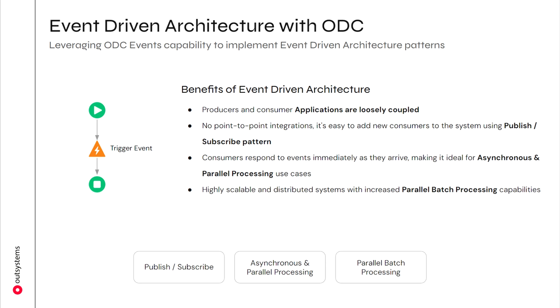Event consumers respond immediately to events as they are received, so not only is asynchronous communication assured, but parallel processing scenarios become much simpler to build. Finally, event-driven architectures allow the creation of highly scalable applications and distributed systems that can utilize advanced approaches such as parallel batch processing capabilities. Now let's look under the covers to see the internals of how events work in ODC.